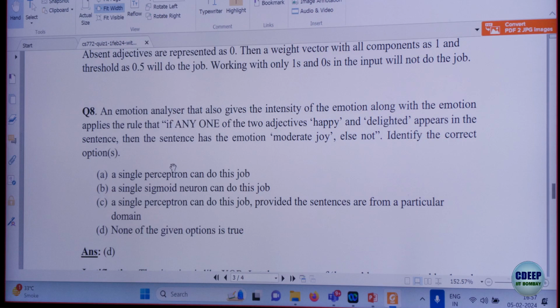So identify the correct option. A single perceptron can do the job? No, because it is an XOR problem. A single sigmoid neuron can do the job? No, a single sigmoid also cannot do XOR. A single perceptron can do the job provided the sentences are from a particular domain? No. None of the given options is true. I think I copied the two options here, so that might be the problem. But let's see. So, any objection?